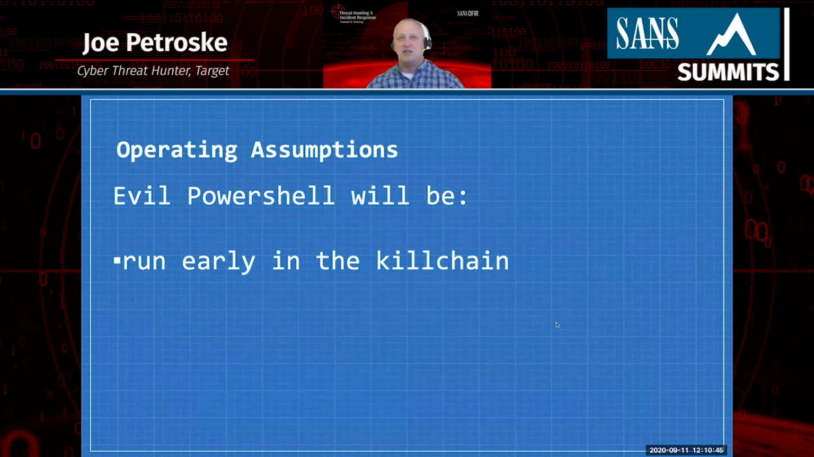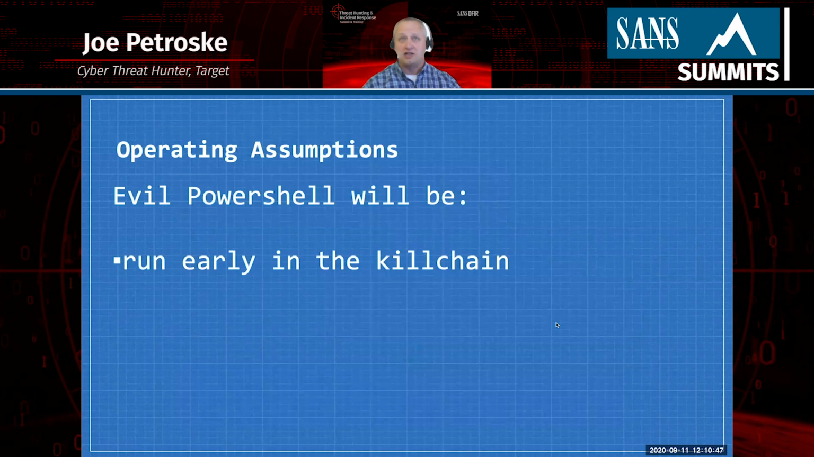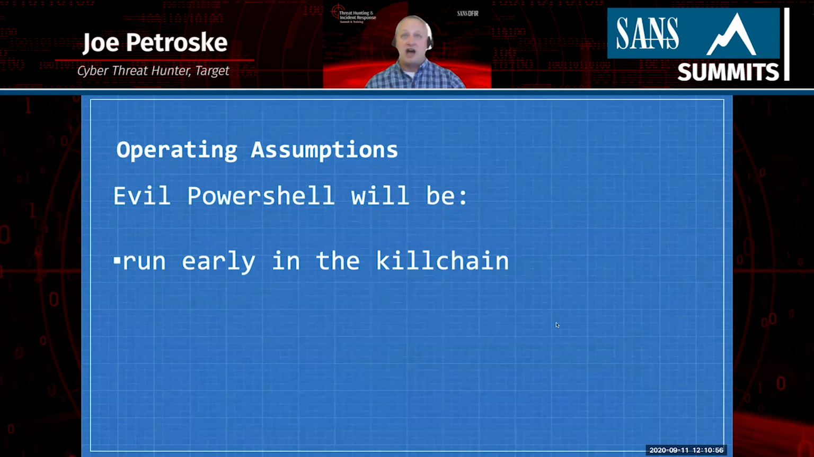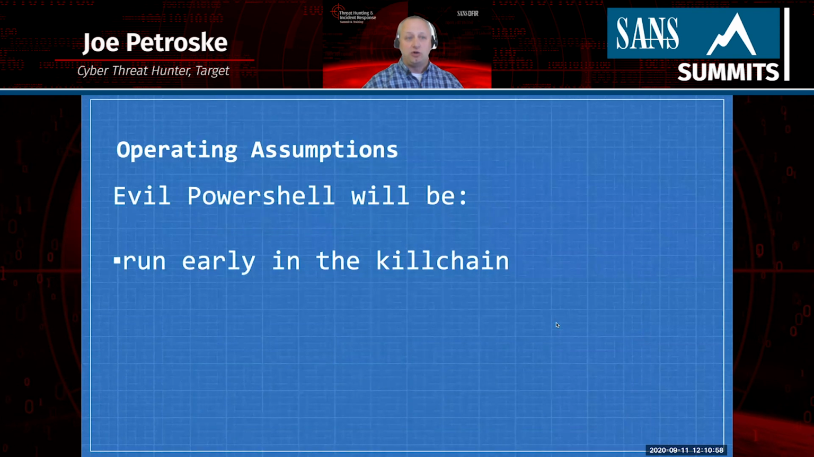So for instance, if you saw Chris and John's talk yesterday, where they went from initial phish all the way to domain admin, all the way to Sodinokibi tragedy, right? There was a lot of PowerShell in there. Where's the obfuscated stuff though? It was fairly early in the kill chain. It was within the first couple phases of the attack. That's where you saw that.